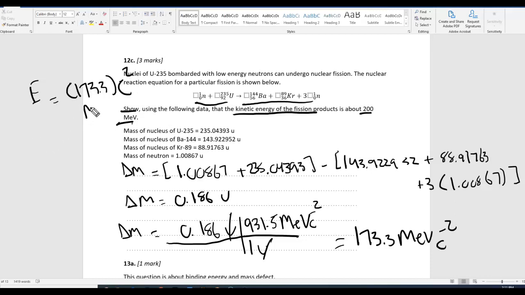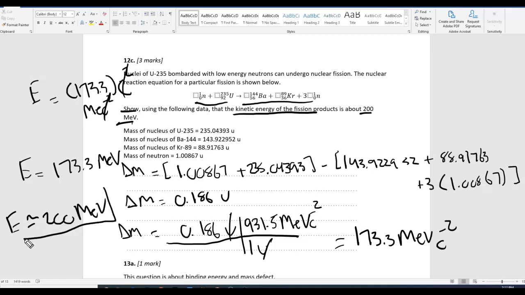Okay, now because the unit here is already MeV per C squared, the C squared cancels out, and we get E equals 173.3 MeV. On a show that question, typically the answer you get is going to be different from the one they give you, but if you recognize that there should only be 1 sig fig here, if you take 173.3 and round it to 1 sig fig, that is approximately equal to 200 MeV.